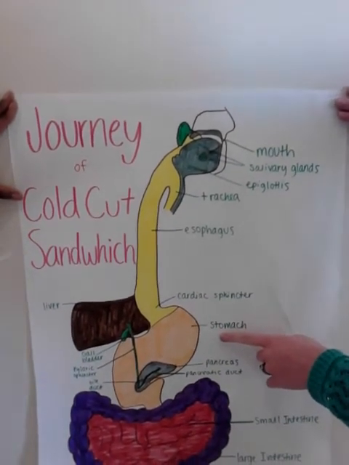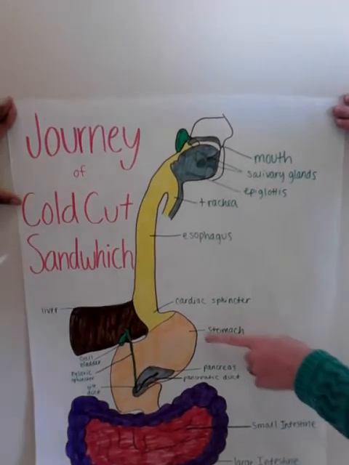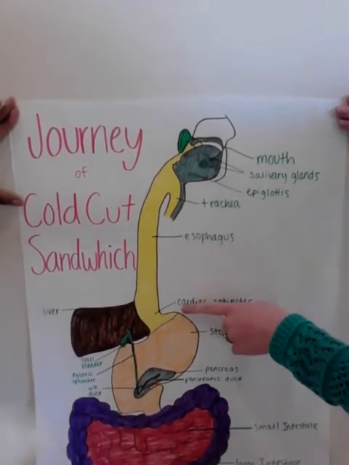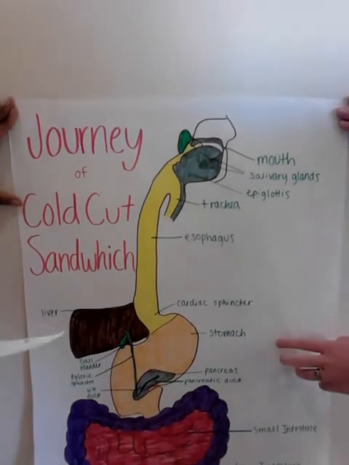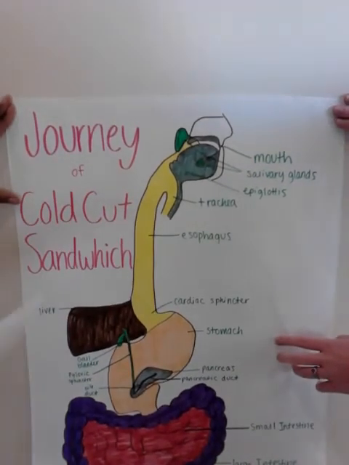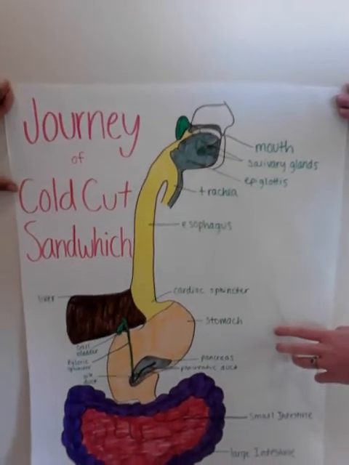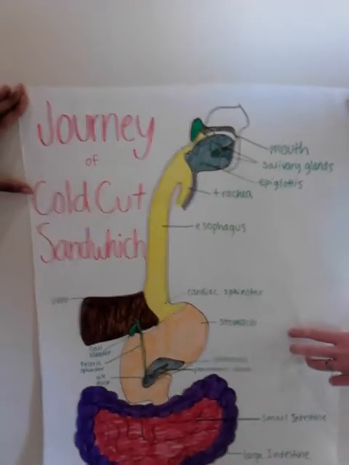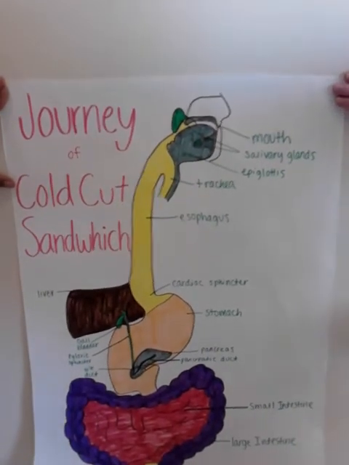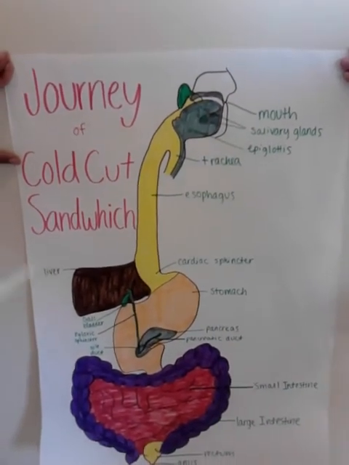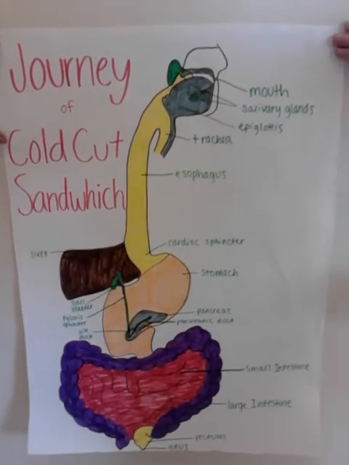At the end of the esophagus, there is an opening called the cardiac sphincter that leads to the stomach. Next, the food starts to the stomach. It releases gastric juices that begin the breakdown of proteins and fats. In our sandwich, those would be the turkey, ham, salami, bologna, and mayo.